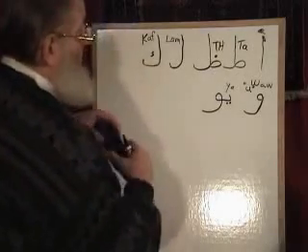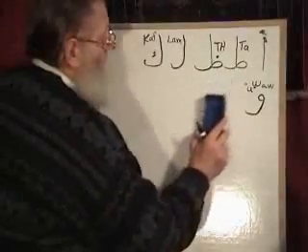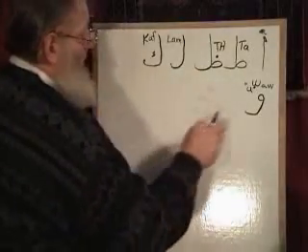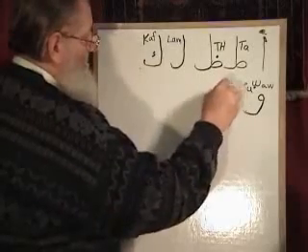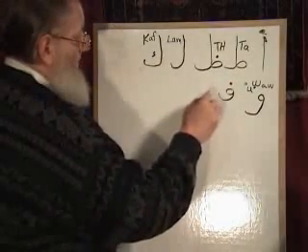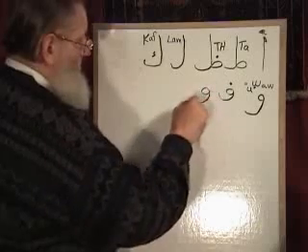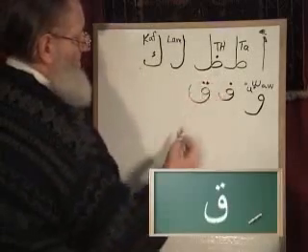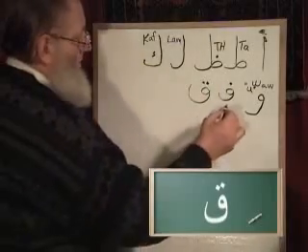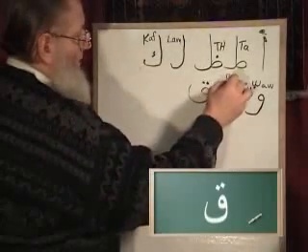We don't want to forget about our amazing wow, and now we've got our fa. Now watch this next letter. Similar to the fa, only it's got 2 dots. This is called what? I want to put the fa back here so you won't forget.